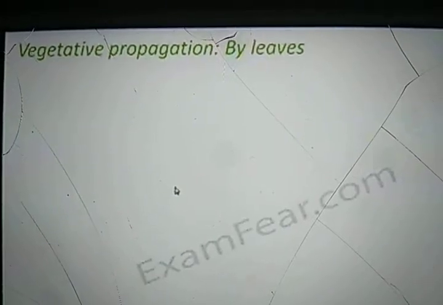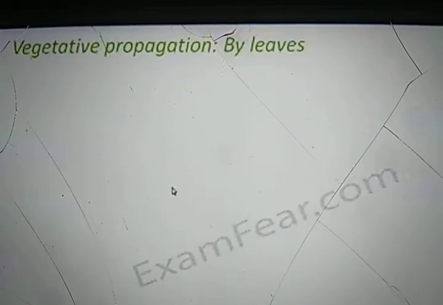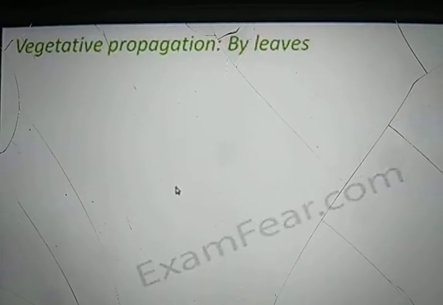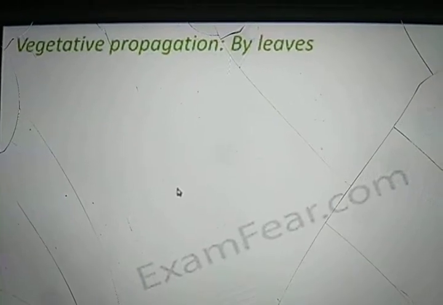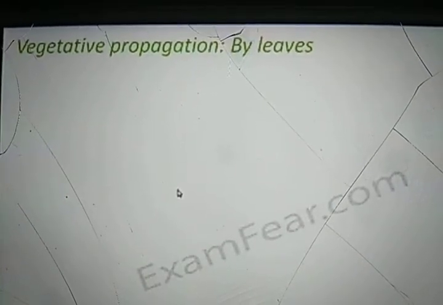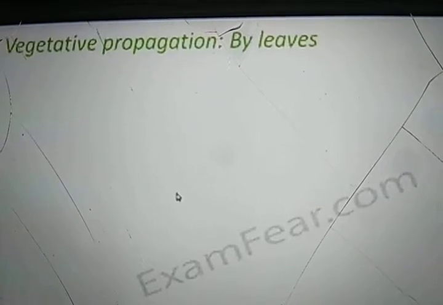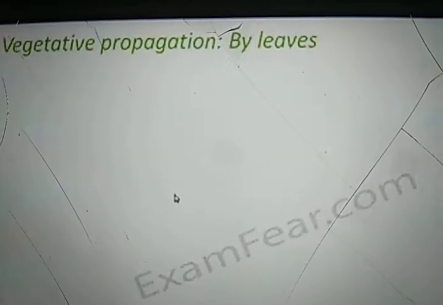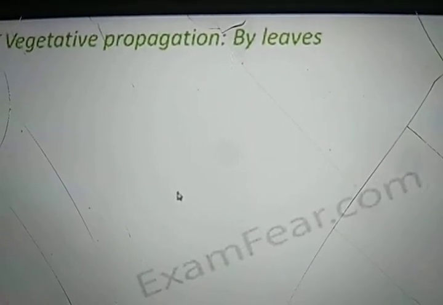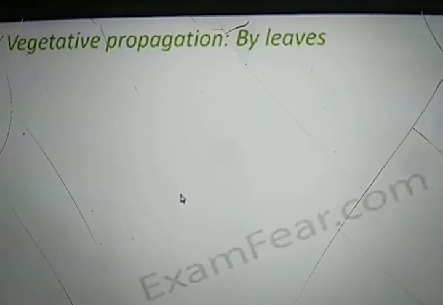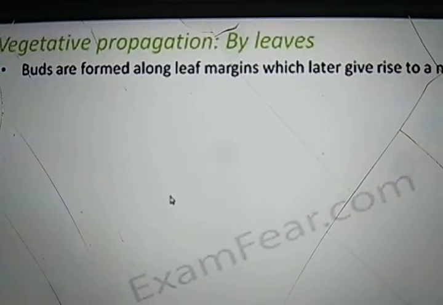So, today we will study how vegetative propagation happens by leaves. All the structures which help in vegetative propagation, whether we are talking about a tuber or the bulb of an onion, are termed vegetative propagules, because they help in vegetative propagation. So let's now talk about leaves.